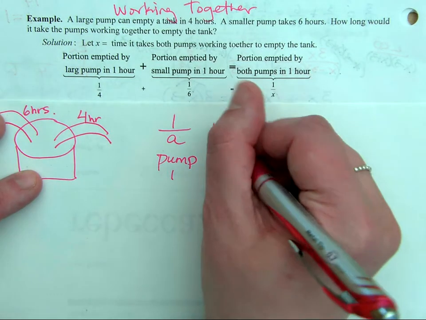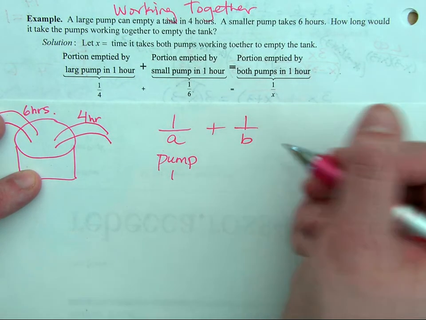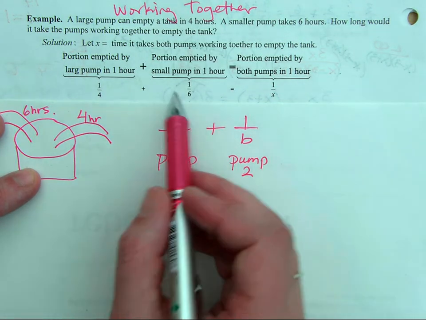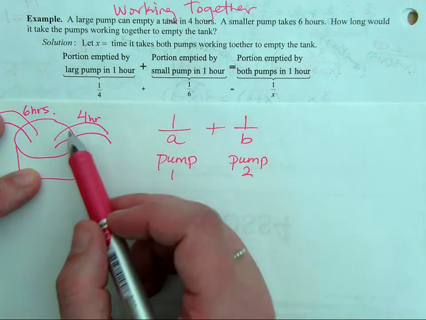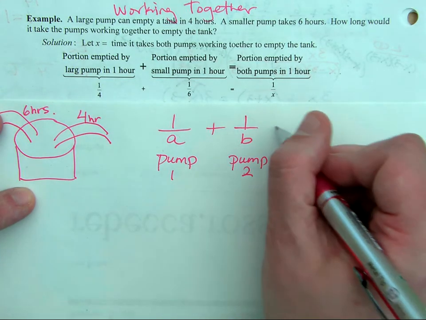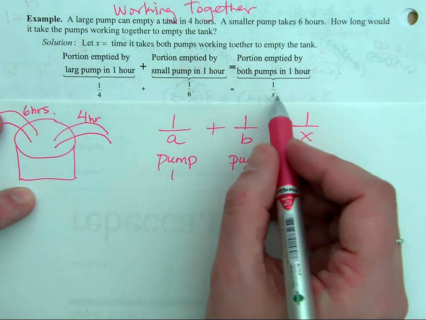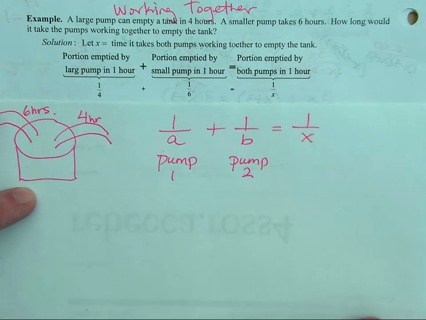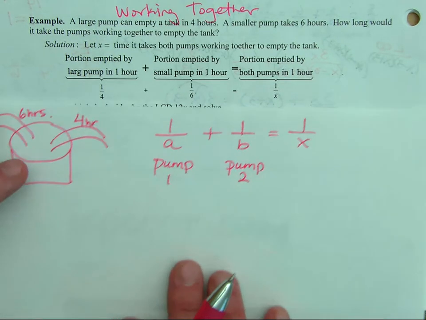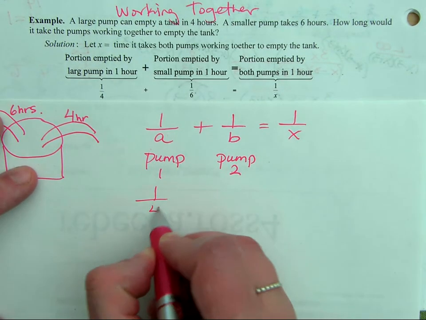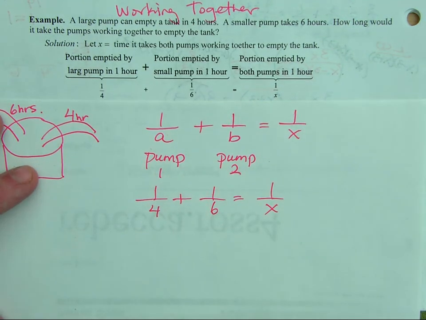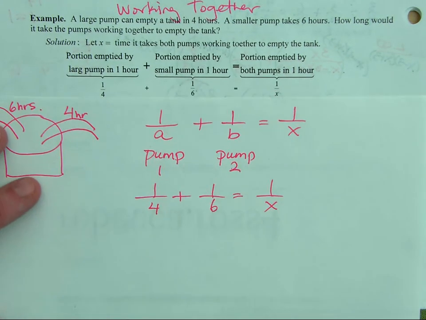And then the other one could be 1 over B, and in this case it would be pump 2. It's going to have 1/6 of the tank emptied in 1 hour. And then if we add these two fractions together, we get 1 over x, and this is the amount of time it takes for them working together. So if we set up this equation, we have 1/4 plus 1/6 equals 1 over x, and we're going to solve that.